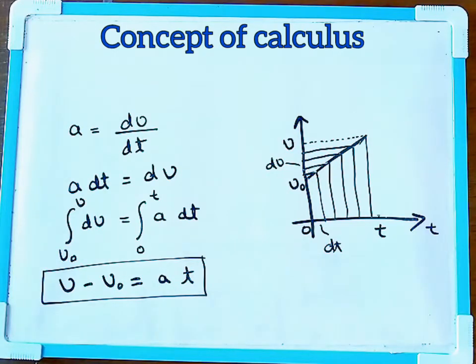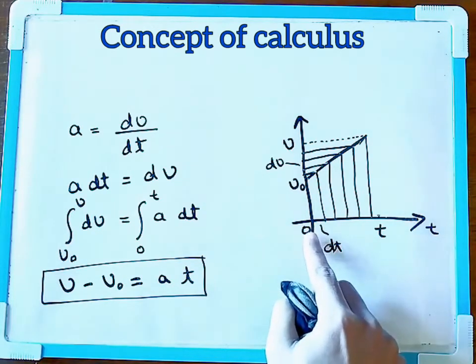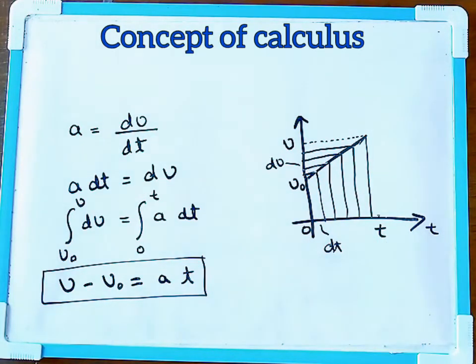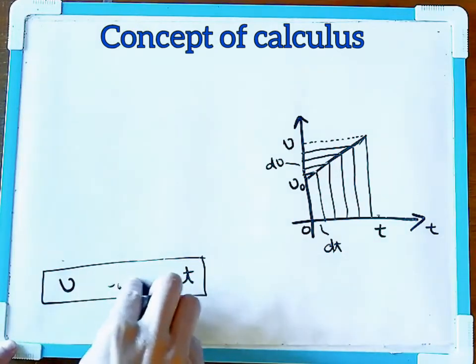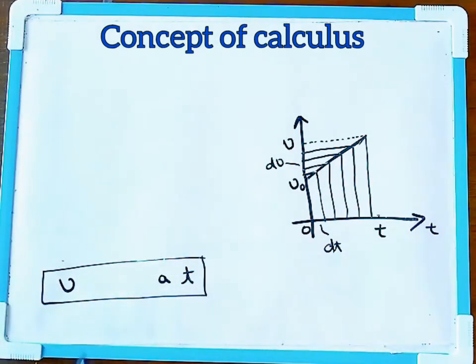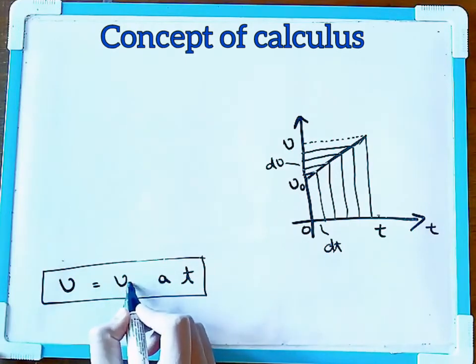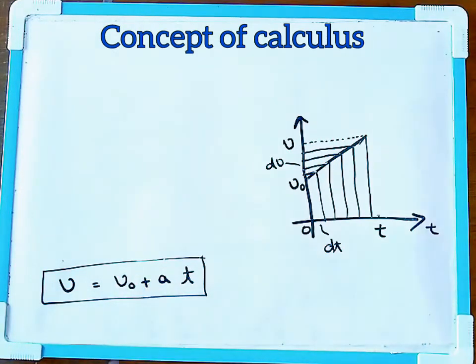Next is to derive the second equation of motion using this method of calculus. In the second equation of motion, what we need to find is the displacement from this interval to this interval. Let us say at 0, the position of the object is x0. Or this also, you can bring this v0 this side, we'll get v is equal to v0 plus at. If you bring this side, it becomes positive. This is the first equation.